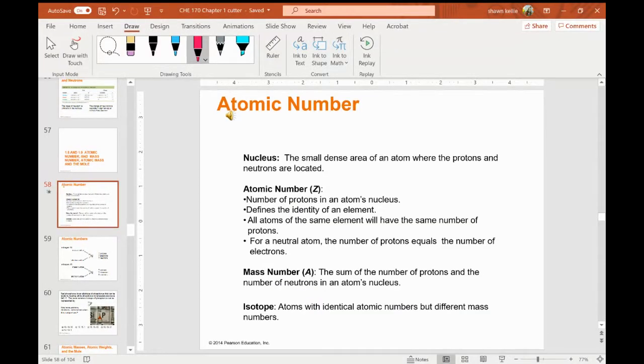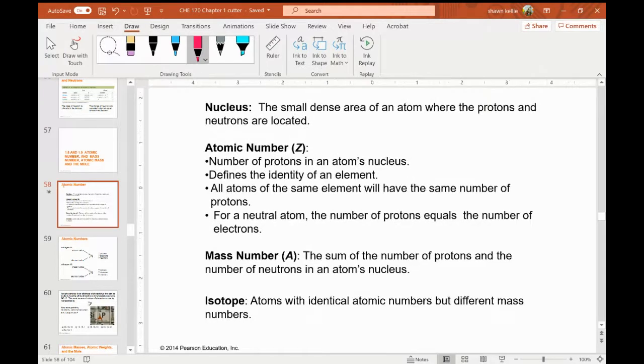The rest of this chapter is devoted to a discussion of the nucleus. We are going to take a brief foray into actual nuclear chemistry. However, before we can do that, we have to define some terms. First, the nucleus is that small, dense area of an atom where the protons and neutrons are located.